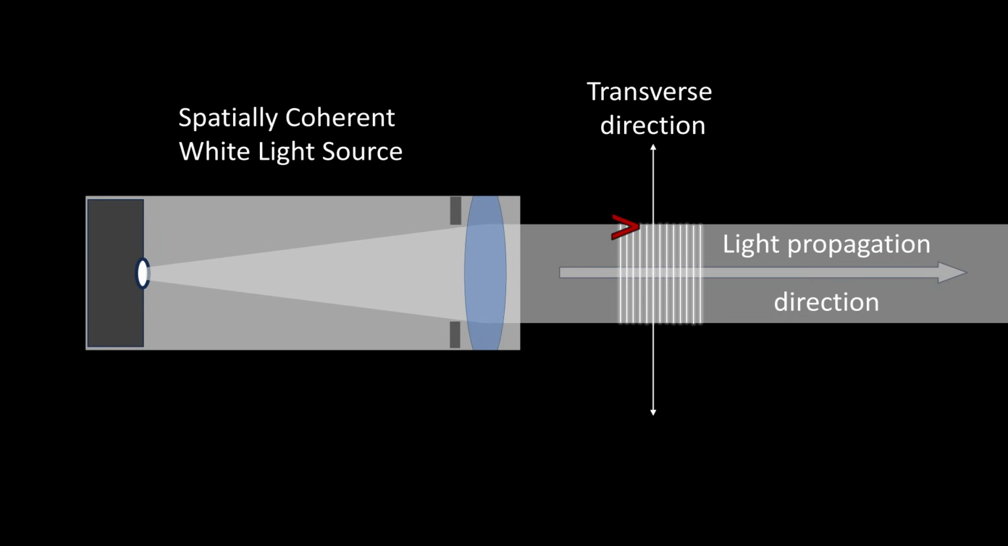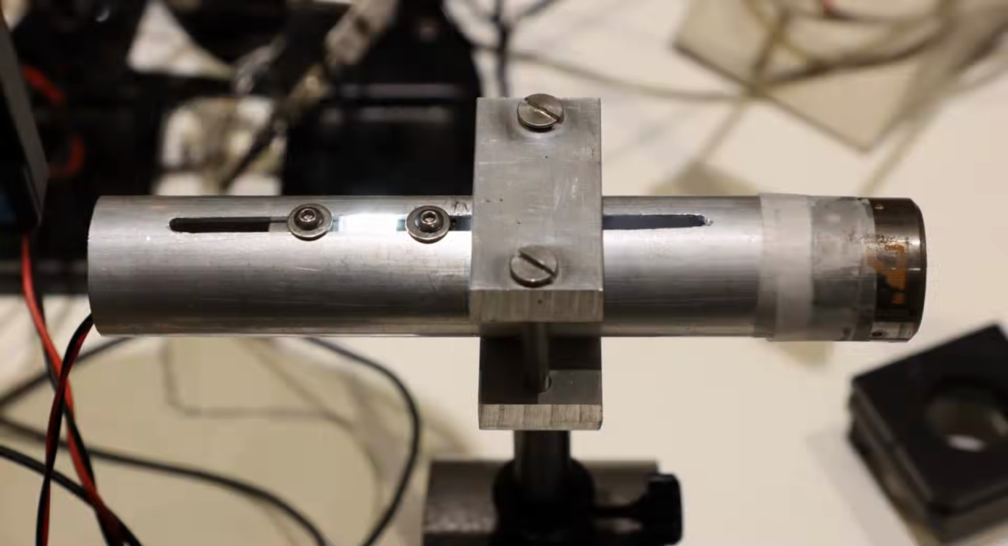In other words, this light source creates a flat wavefront. But for most people it's hard to imagine what spatial coherence looks like in a broadband wave emitter. So let me show you this in a simulation.